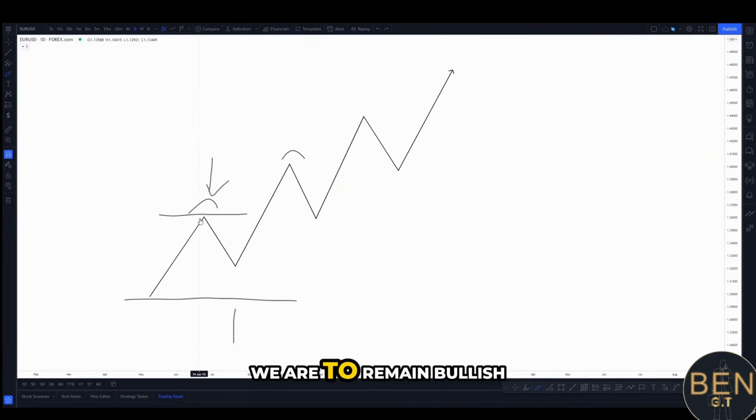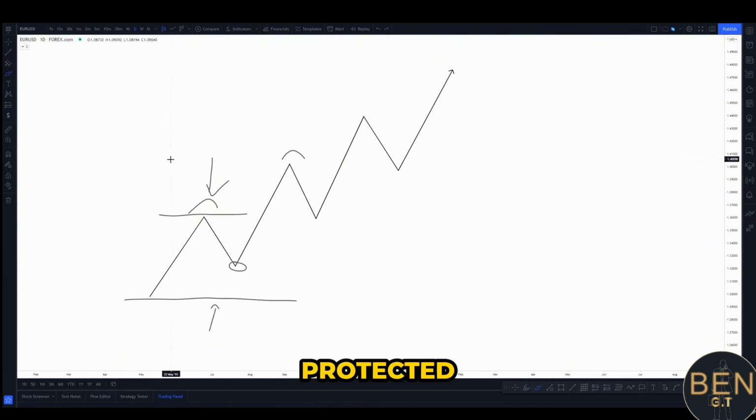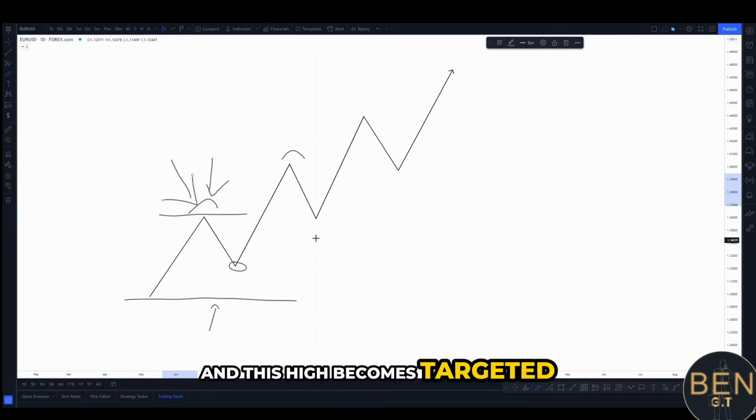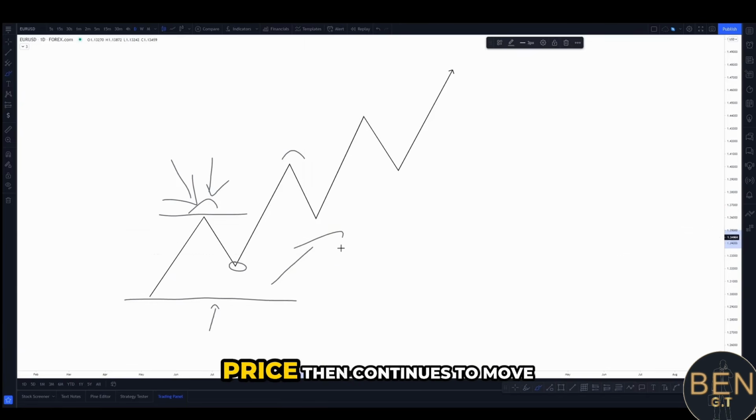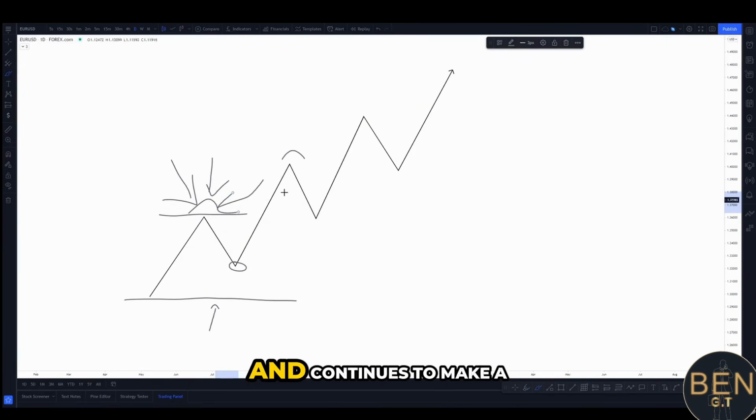But if we are to remain bullish, price will correct. It will fail to break this low or fail to invalidate the bull trend. And once that happens and we start to see that shift, that creation of minor structure, what that implies is that this low becomes protected and this high becomes targeted. And because we're in a bull trend, what we can see is price then continues to move to the upside. It breaks the swing structure, it breaks this targeted high, and continues to make a new higher high.